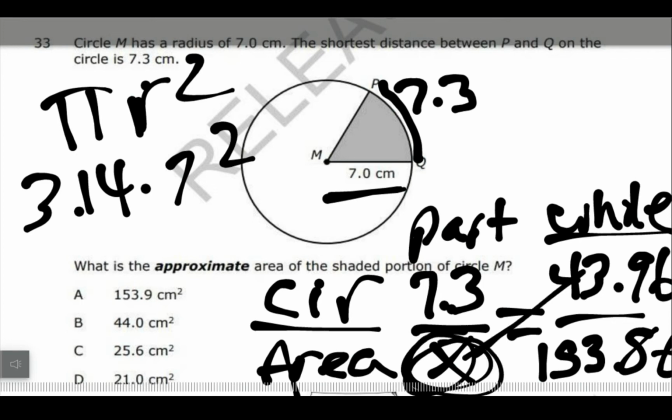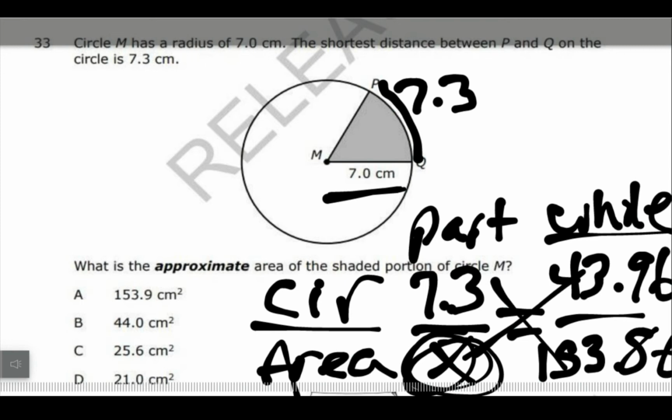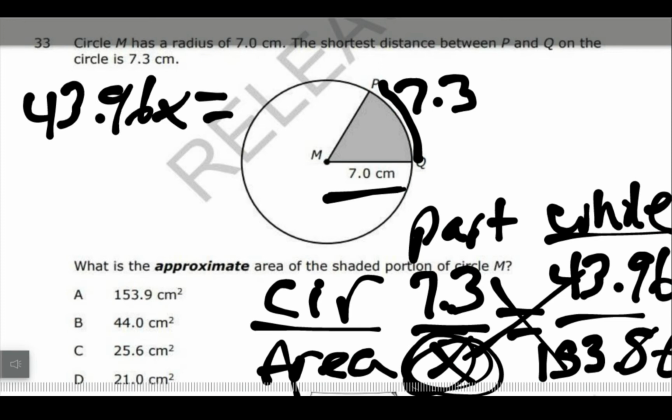All right, so I cross multiply. All right, I'm going to erase some of this so I have some more space. So 43.96 times x is 43.96x. And then on the other side of the equal sign, we'll do this 7.3 times 153.86.